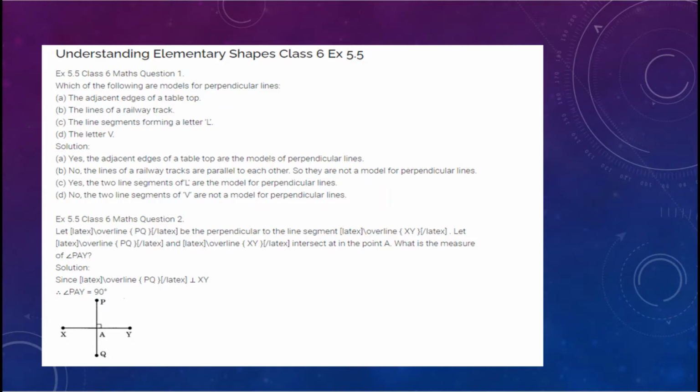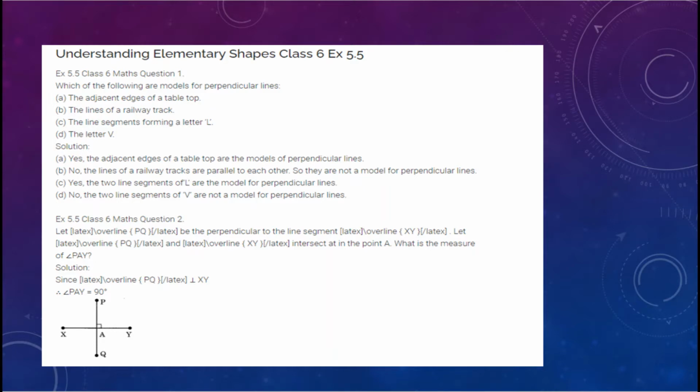The adjacent edges of the tabletop, the lines of a railway track, line segments of letter L and letter V. The adjacent edges of the tabletop, yes, they are perpendicular. Railway tracks are not perpendicular lines, they are rather parallel lines. And the line segments forming letter L are perpendicular. Then letter V, no, the line segments of V are not a model for perpendicular lines.